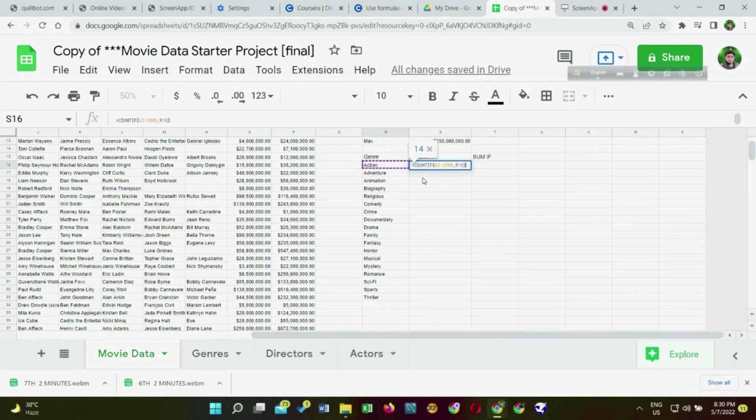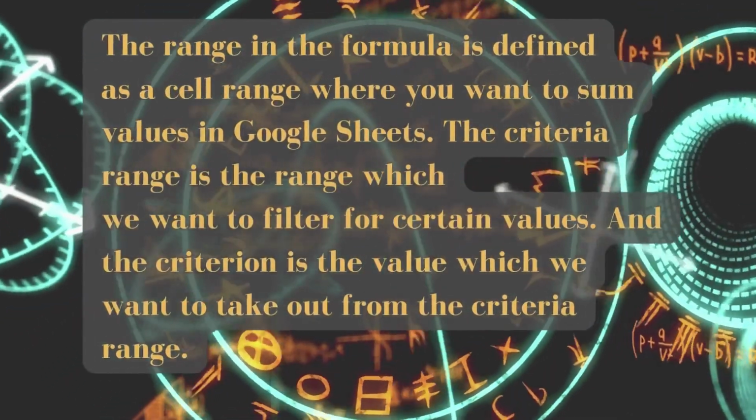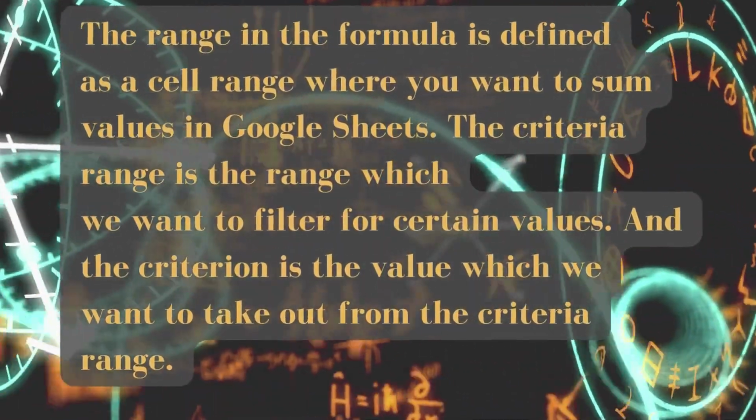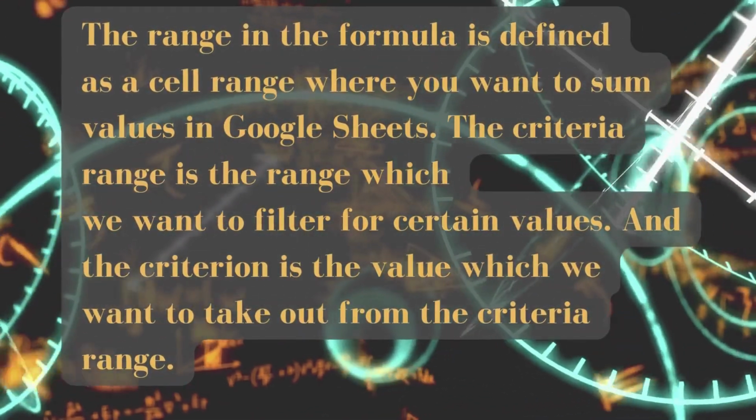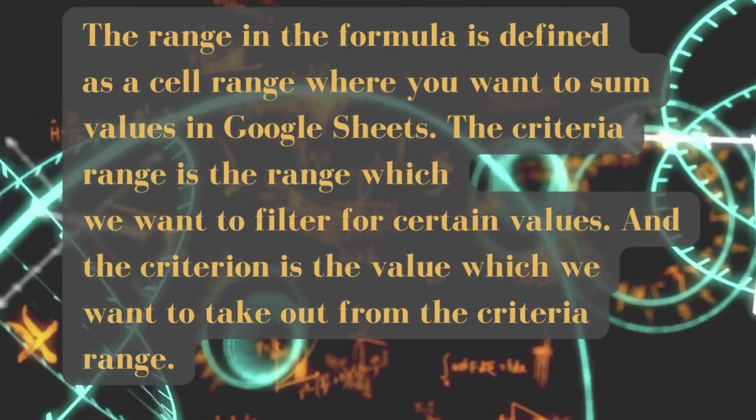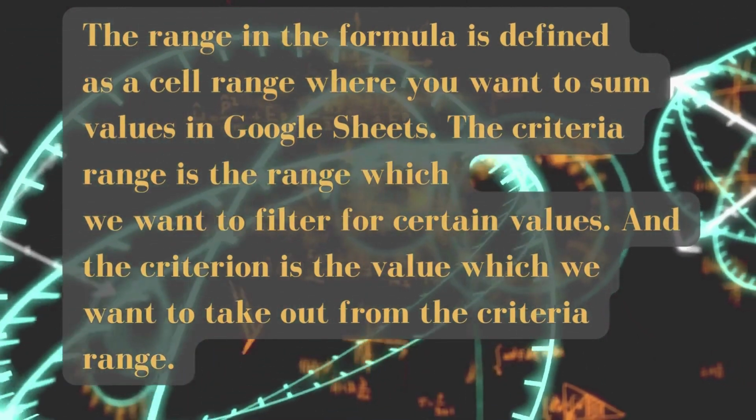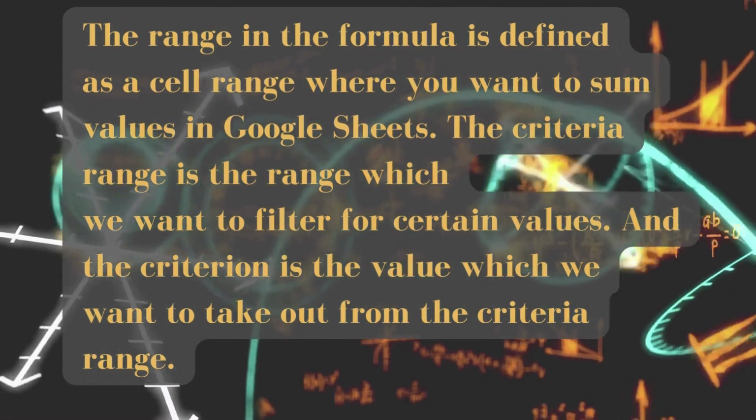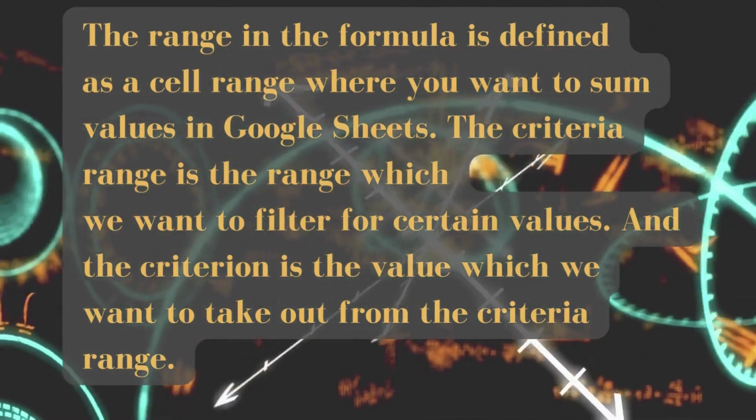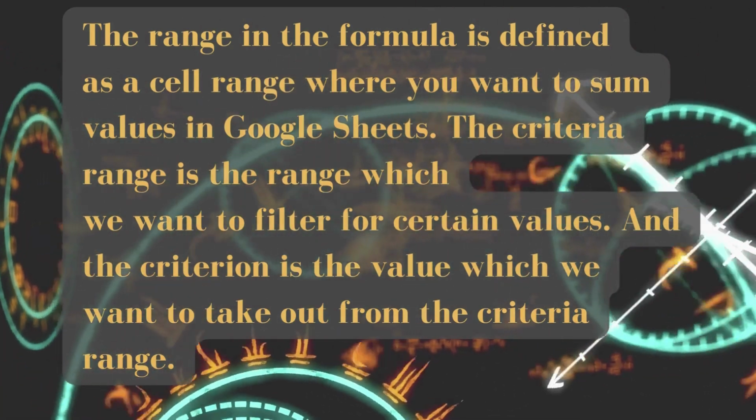If you want to use the SUMIF function in Google Sheets, you need to define which range we want to sum, and the criteria or criterion. The range in the formula is defined as the cell range where you want to sum values in Google Sheets. The criteria range is the range which we want to filter for certain values, and the criterion is the value which we want to take out from the criteria range.